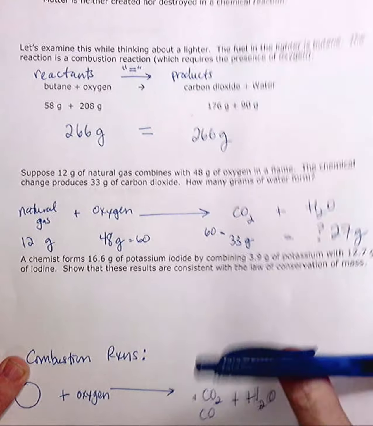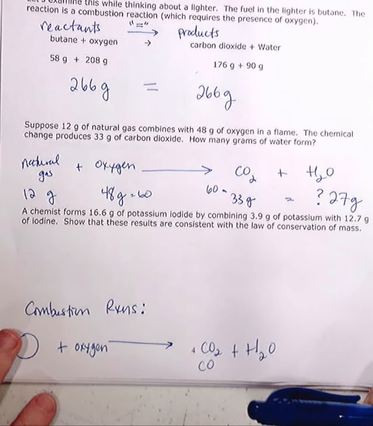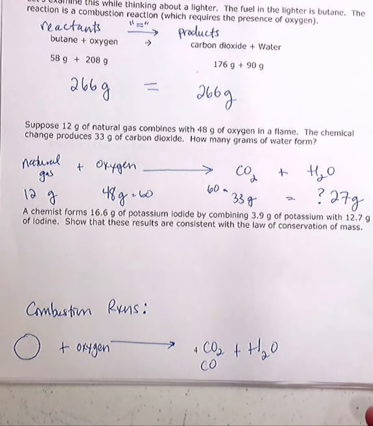All right, so let's look at the next problem. A chemist forms 16.6 grams of potassium iodide by combining 3.9 grams of potassium with 12.7 grams of iodine. Show that these results are consistent with the law of conservation of mass.